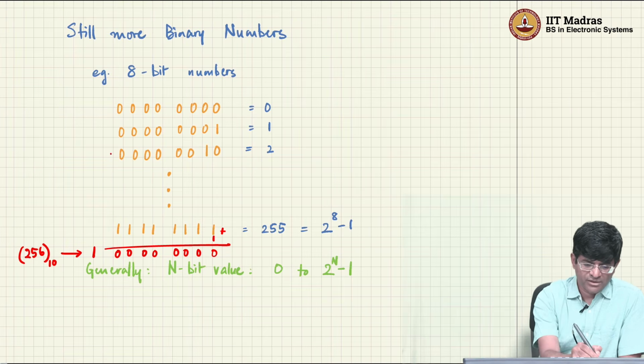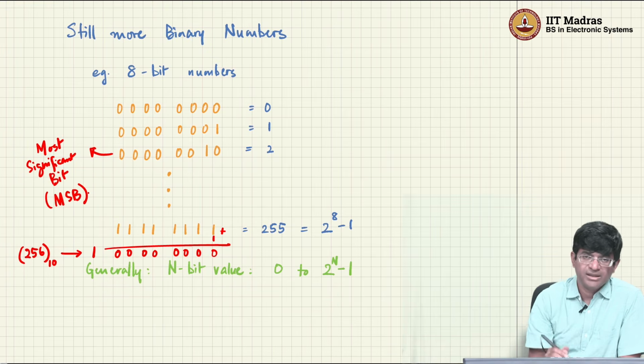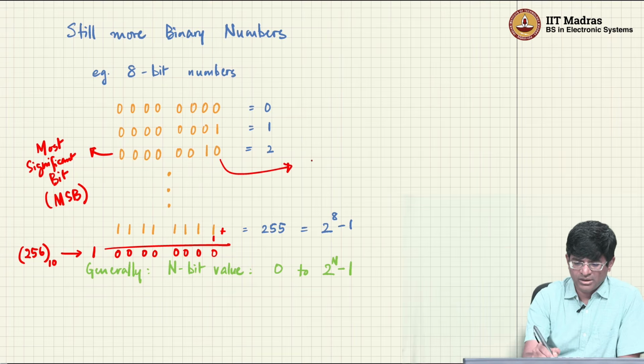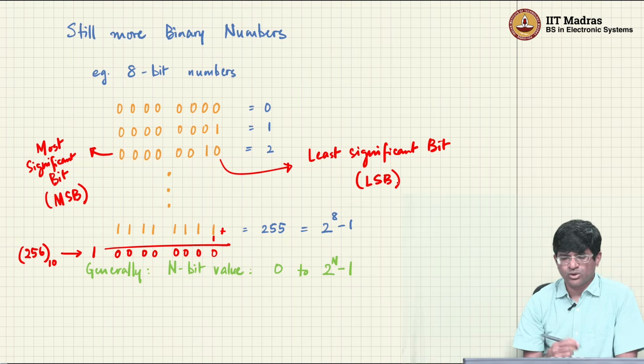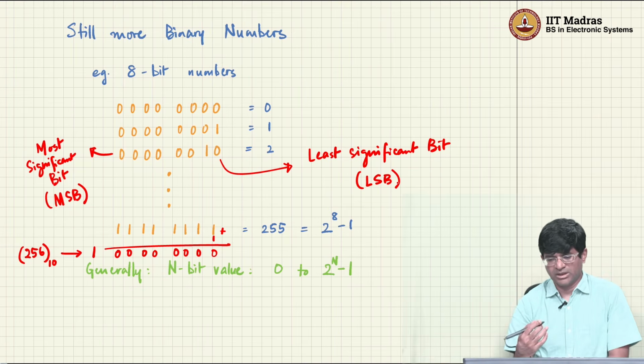One other piece of notation which I had not mentioned so far is that this bit is usually called the most significant bit or the MSB, and the one out here is usually called the least significant bit or the LSB. Okay, so that's just terminology that we tend to use when we are talking about such values.